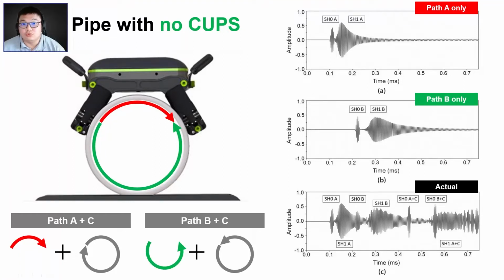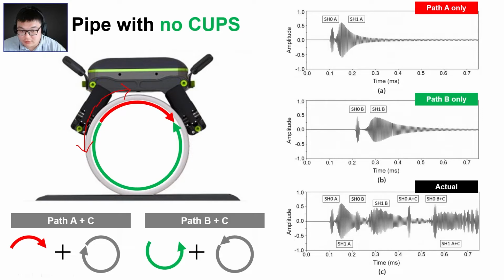Here I'll be showing you two examples: a case where we have the QSR1 on a pipe without cups, and another case with cups. As you know, the QSR1 has both a transmitter and a receiver. The transmitter is transmitting SH guided waves, which include SH0 and SH1 guided waves. When we transmit the guided waves, the waves will travel in both directions, like so.